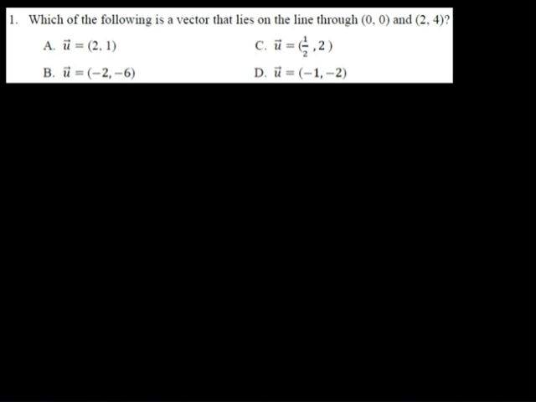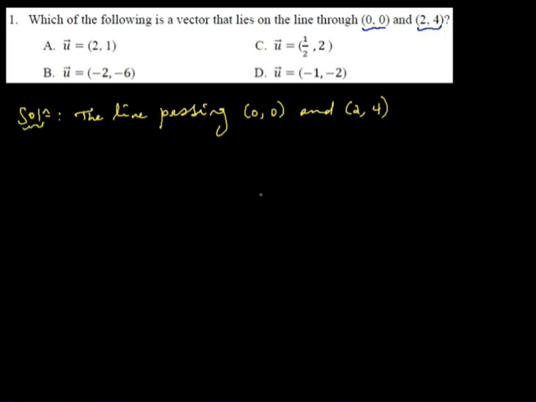The first question is about vectors. Which of the following is a vector that lies on the line through (0, 0) and (2, 4)? So we are asked which of these given vectors lie on the line through (0, 0) and (2, 4). First of all, the line passing through (0, 0) and (2, 4) should be known.